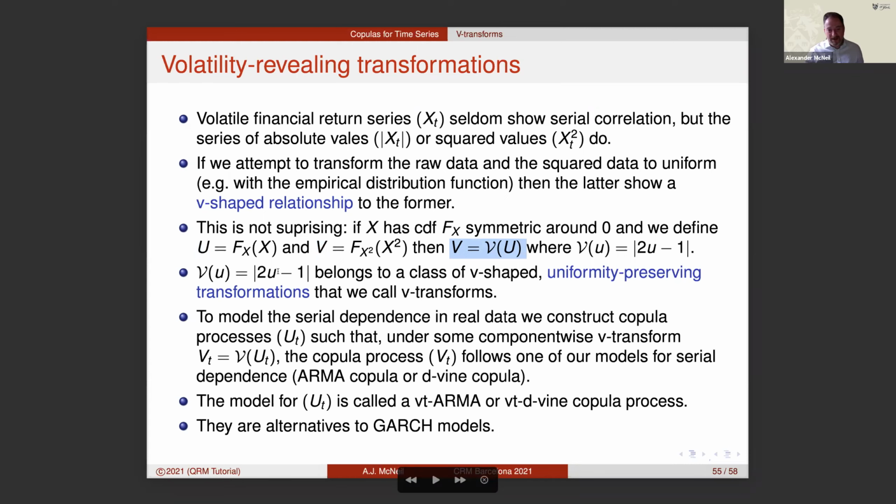And that's what I used in my conditional backtesting. If you remember, I had a question about that. It's the same transformation I used there. So to model the serial dependence in volatile data, what we do is we construct copula processes such that under a V transform, VT follows one of our models. So in other words, we don't model UT with ARMA or with D-vine. We model VT with ARMA or D-vine. Because we find the dependence on the V scale, we use our copulas on the V scale. But that implies a model on the U scale. So you get an implied model on the U scale, which is called either VT ARMA or VT D-vine. And these are the things which can rival GARCH.